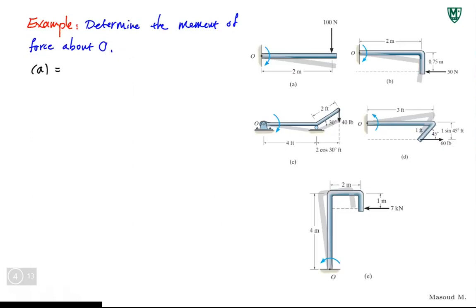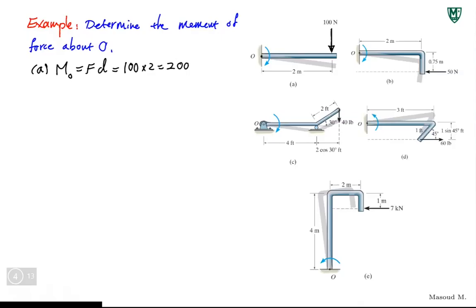What is the moment for this case about point O? It would be FD. Well, I have force 100 Newton, the magnitude of the force applied here, and the perpendicular distance from the point that the force is applied to point O, the point I'm trying to find the moment about, is 2 meters. So 100 times 2 is 200.